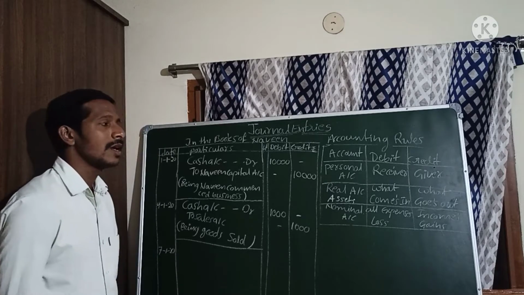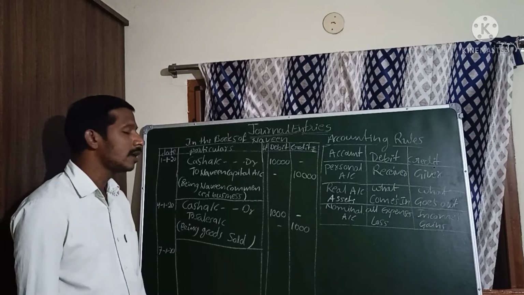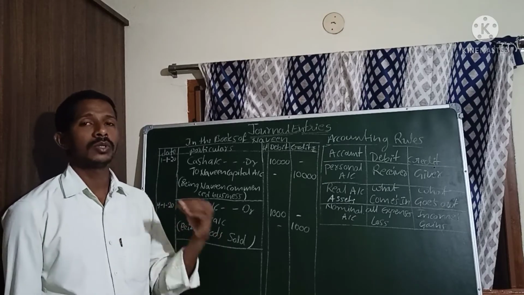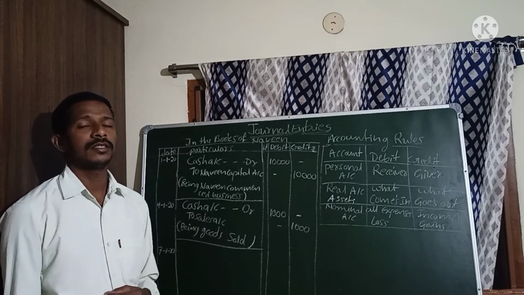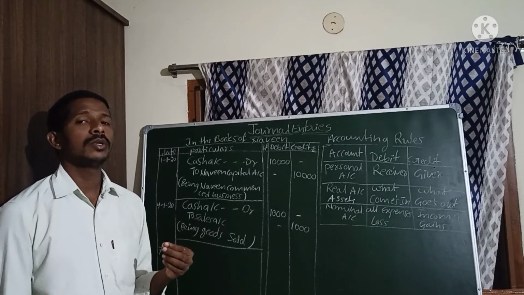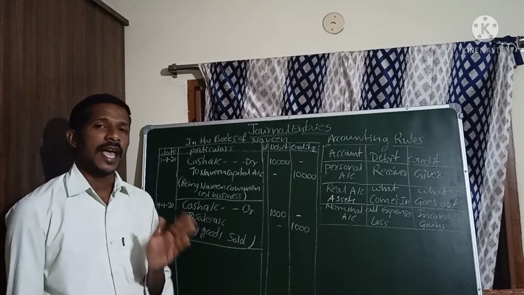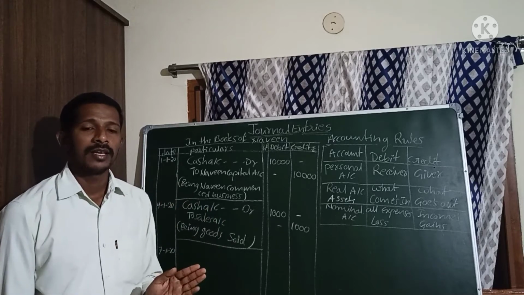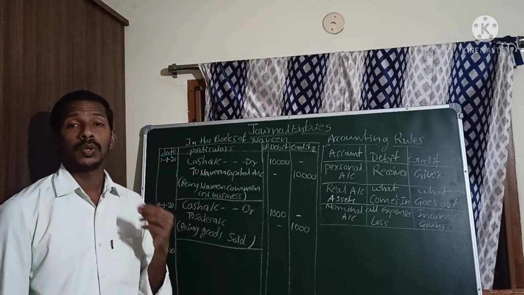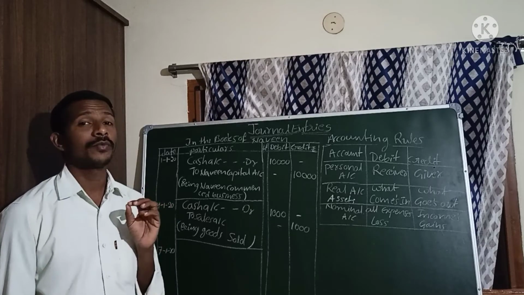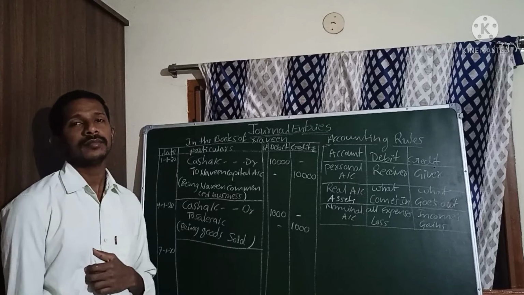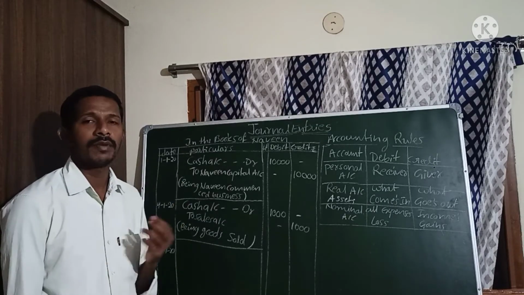And the next day, the 7th day. I'm writing 7th day. On the 7th day, goods sold, sales only, goods sold to one person. His name is Mr. Ravi. Goods sold to Mr. Ravi. In this, cash is not there. Whenever cash is not there, Ravi will pay later, not immediately. Goods sold for credit, not for cash. When there is no cash, it is a credit transaction. No cash transaction. In future, Ravi will give.